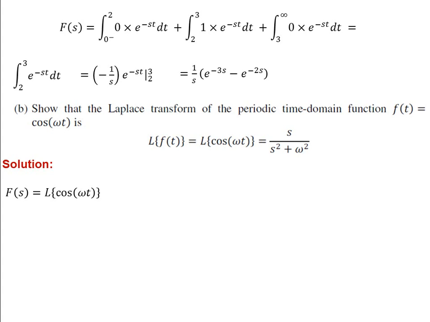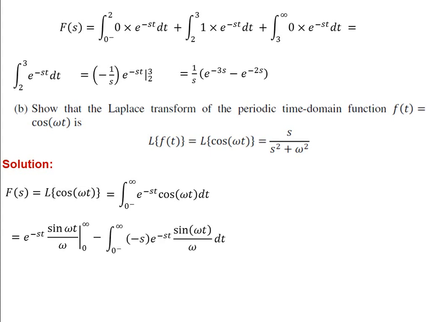So using the definition of the Laplace transform, we know that the Laplace transform of the function cosine omega t is the integration from 0 to infinity of e^(-st) cosine omega t dt. To solve this integration, I use integration by parts by defining u and v as e^(-st) and cosine omega t. I have the first part of the integration by parts as e^(-st) sine omega t over omega from 0 to infinity, minus the integration of minus s e^(-st) sine omega t over omega dt.